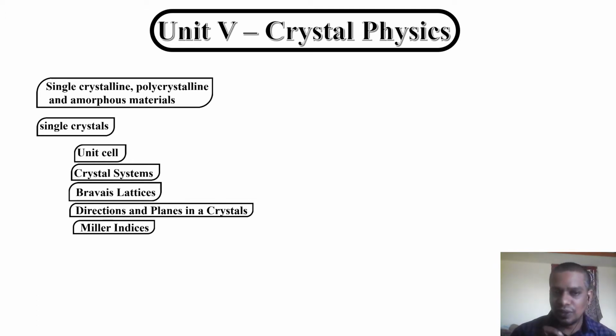Once you know the unit cell, we can define what a crystal system is, the different kinds of crystal systems. Based on the crystal system, we can subcategorize it into Bravais lattices. If you know the Bravais lattice, we know how to define the directions as well as the planes in the crystal systems. To define the directions and the planes in the crystal system, we use the Miller indices. These are the five topics we are going to look at in single crystals.